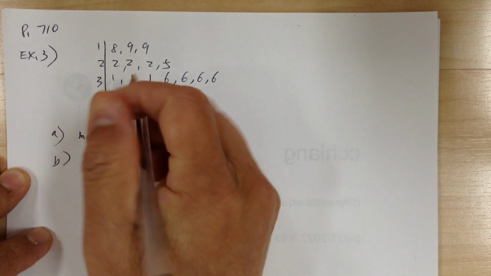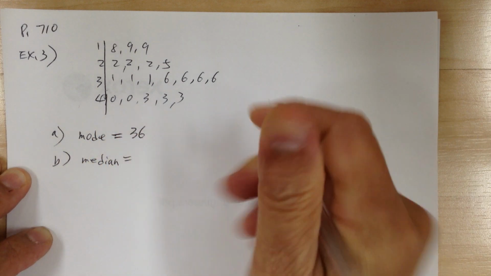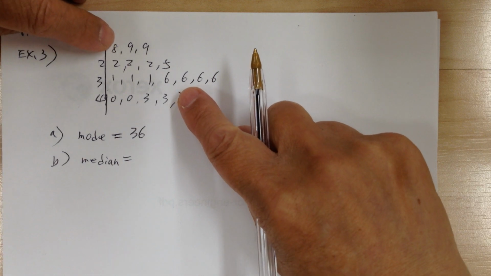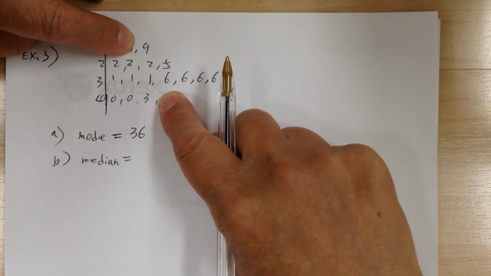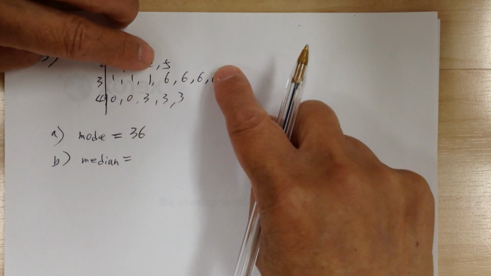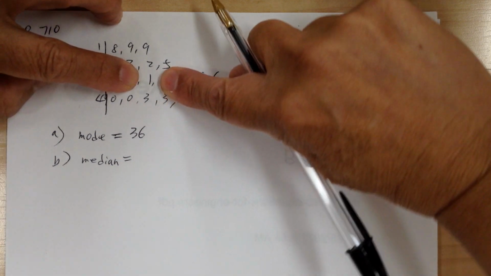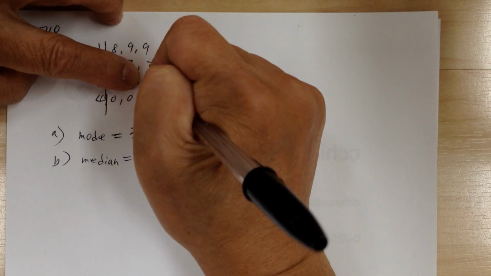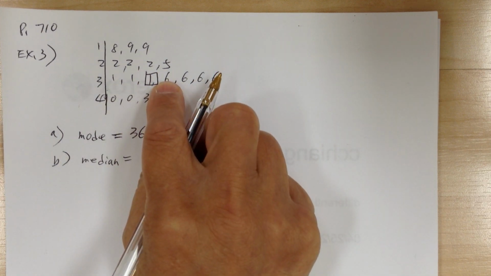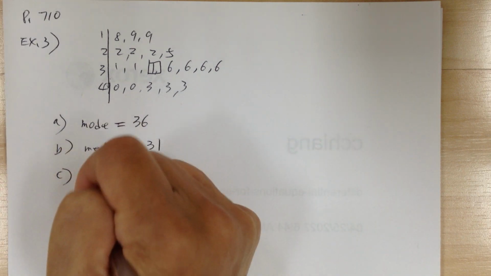Part B, you're looking for the median. That's the middle number, so you can start from both ends and work inward. From the lowest and the highest, you cover that, next one, next one, next one, next one, next one, next one. So here's your middle number. The median will be 31. That is your middle number.